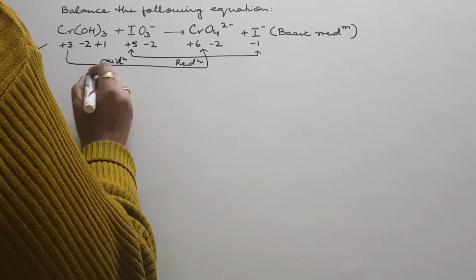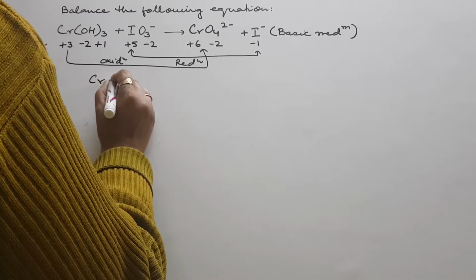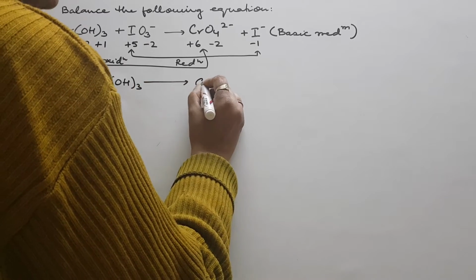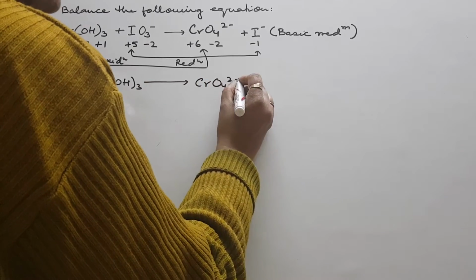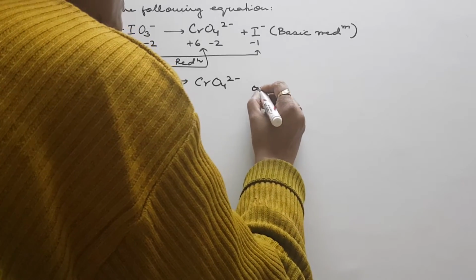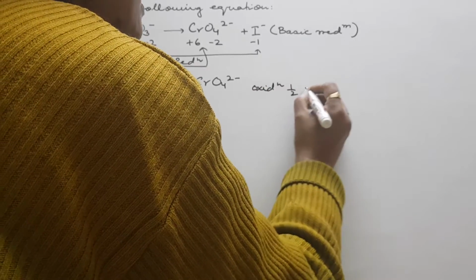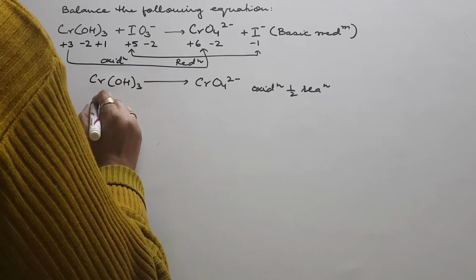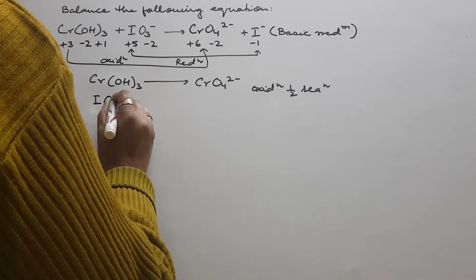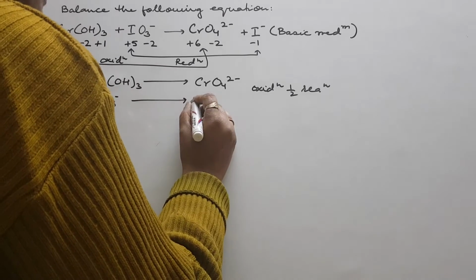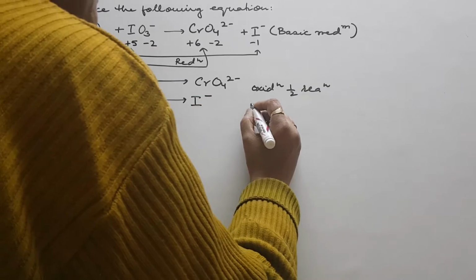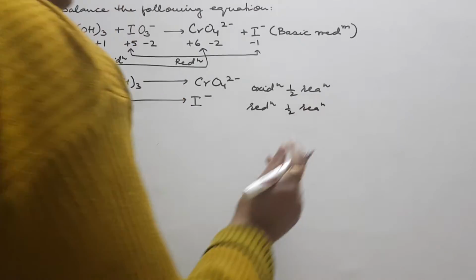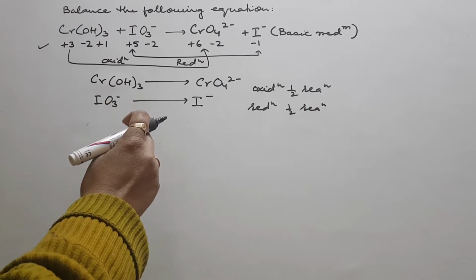So now you see my first equation is Cr(OH)3 goes to CrO4 2 minus. This is my oxidation half reaction. And the other one is IO3 minus goes to I minus. This is my reduction half reaction.